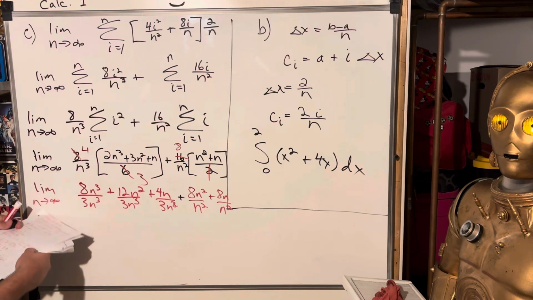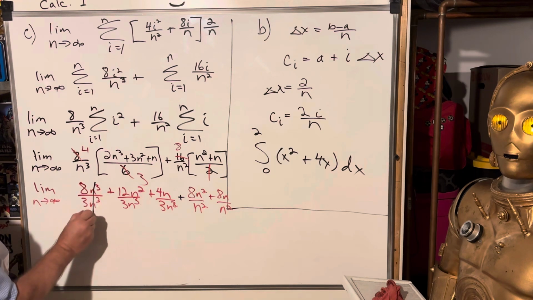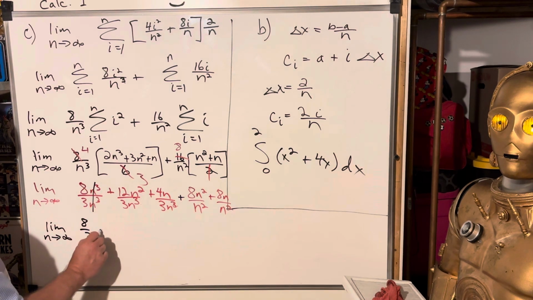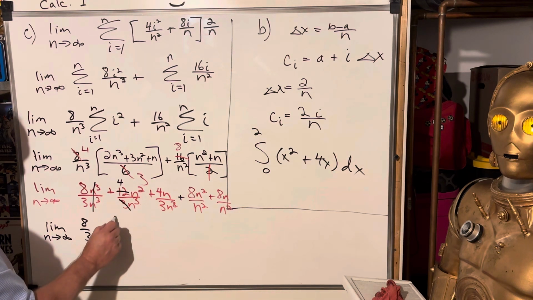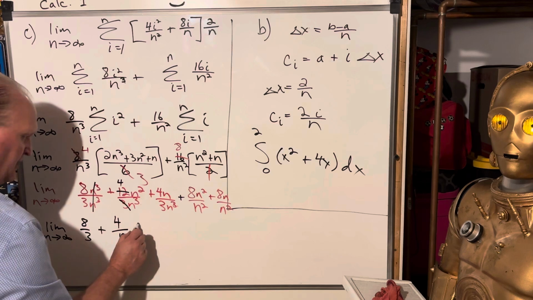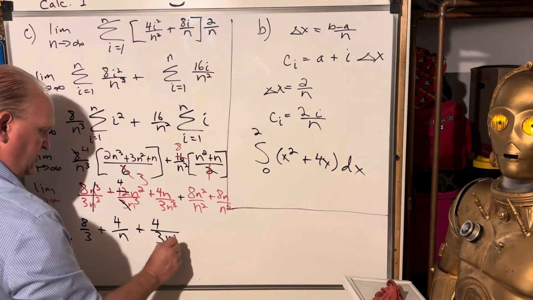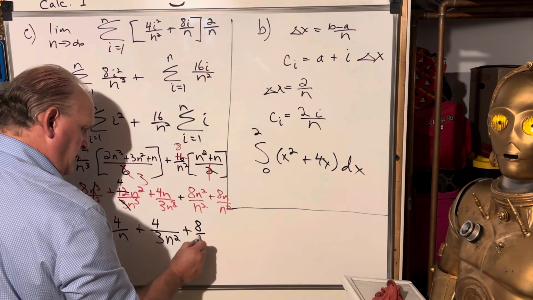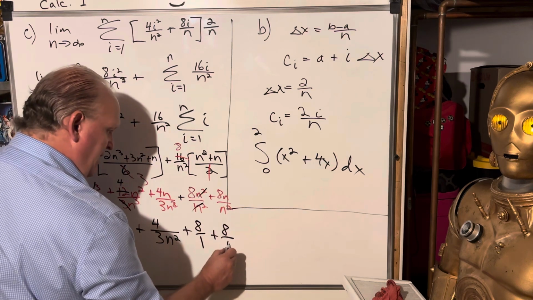Okay. So now we can wipe that out. So the limit as n approaches infinity of 8/3 plus the 3 goes into there 4 times, and there's still an n left in the denominator there, plus 4 over 3 and 2 down there, plus 8 over 1, those n squareds die, plus 8 over n.